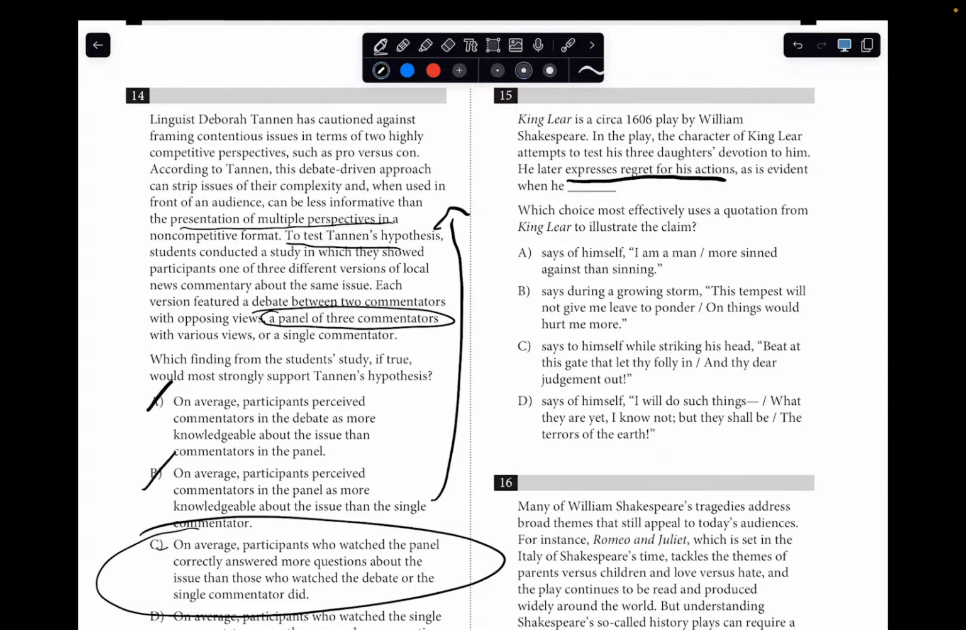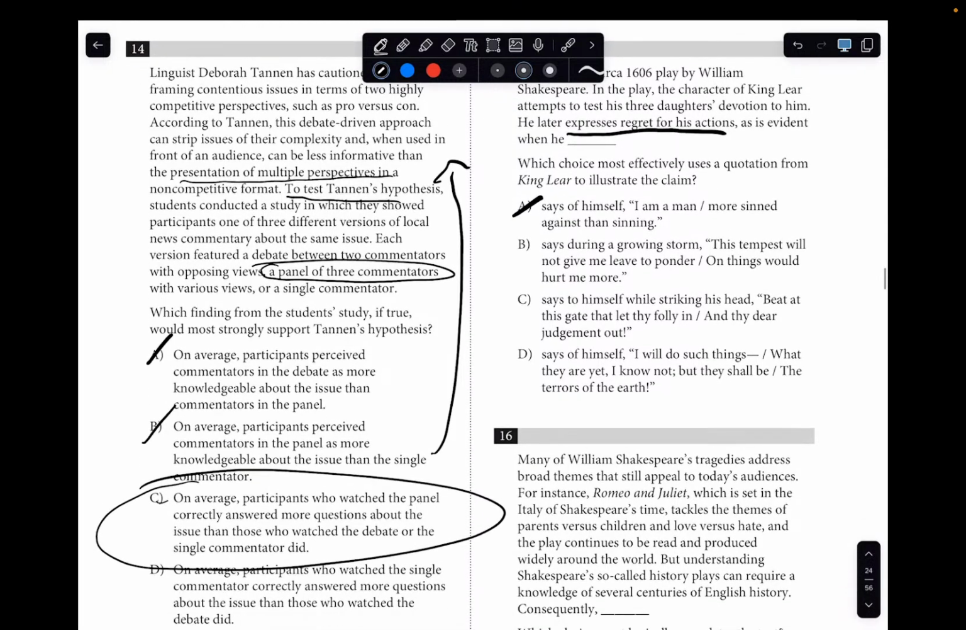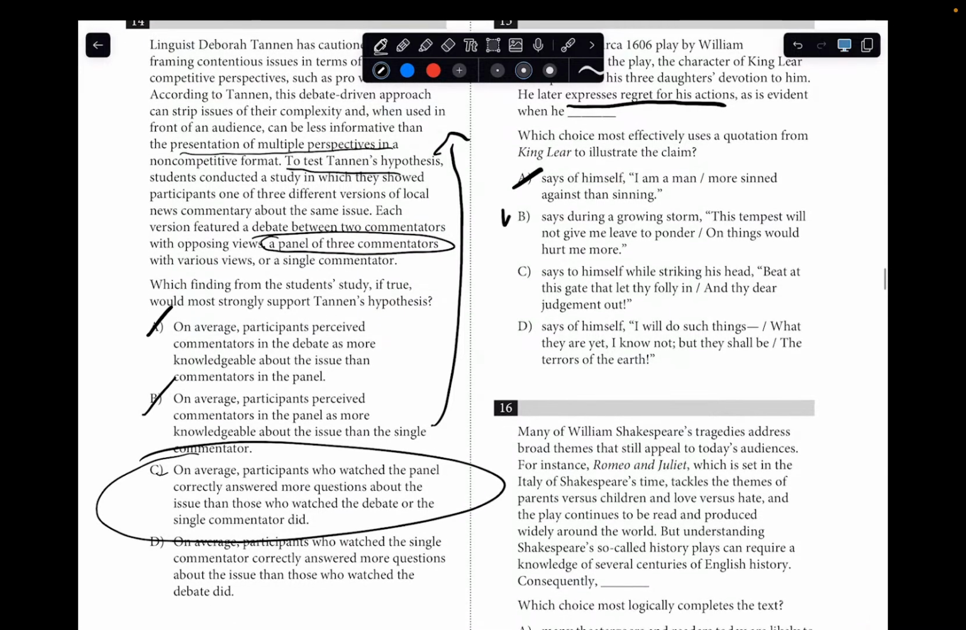So A, says of himself, I am a man more sinned against than sinning. I don't really see a strong expression of regret there, so not A. B, says during a growing storm, this tempest will not give me leave to ponder on things would hurt me more. Maybe, we'll come back to that. C, says to himself while striking his head, beat at this gate that let thy folly in and thy dear judgment out. Yes, right? That's a pretty clear expression of regret when you're hitting your head.